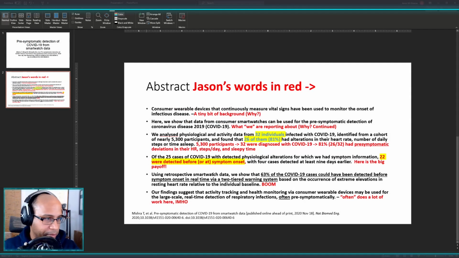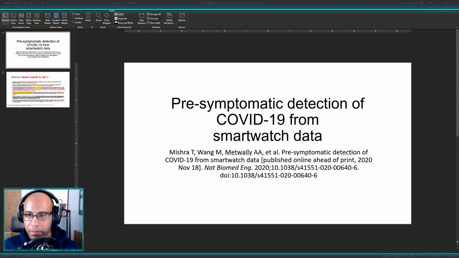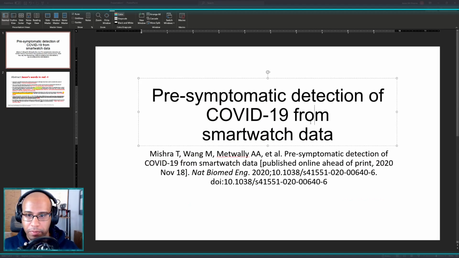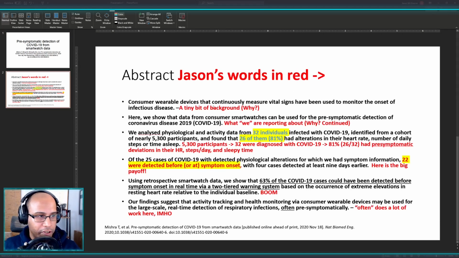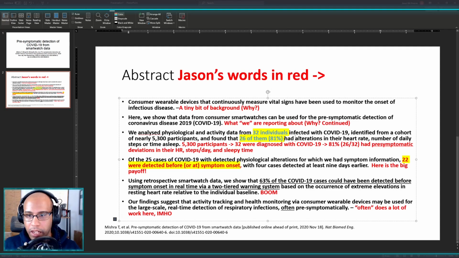Okay, so this whole time I'm gonna be talking about this one paper, the pre-symptomatic detection of COVID-19 from smartwatch data, which sounds really cool. As we discussed, if you're just joining us, it is kind of cool. What I did was I copied verbatim the abstract from the paper and added my breakdown of essentially how to read an abstract.